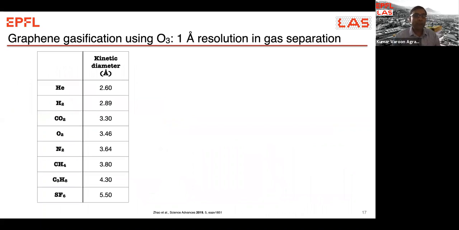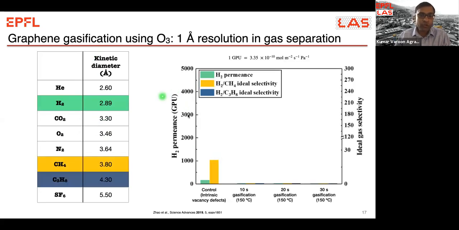Okay, so some membrane data. When we started looking at this, we said, let's see what happens when we expose the CVD graphene, which has these intrinsic vacancy defects, to small pulses of ozone, right? What I'm showing you is a scale which shows the kinetic diameter of these gases, so that you can look at the data in the perspective of this scale. And what I'm going to show you is separation of hydrogen from methane and propane. Hydrogen is 2.9 angstrom, methane is 3.8 angstrom, and propane is 4.3 angstrom, right?